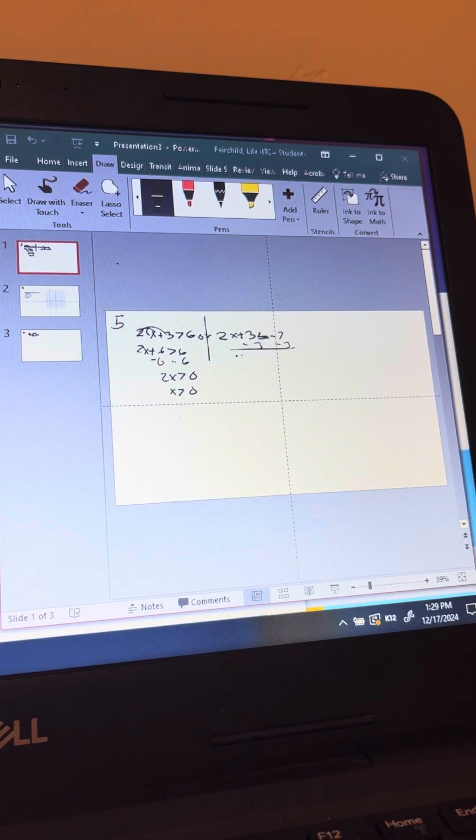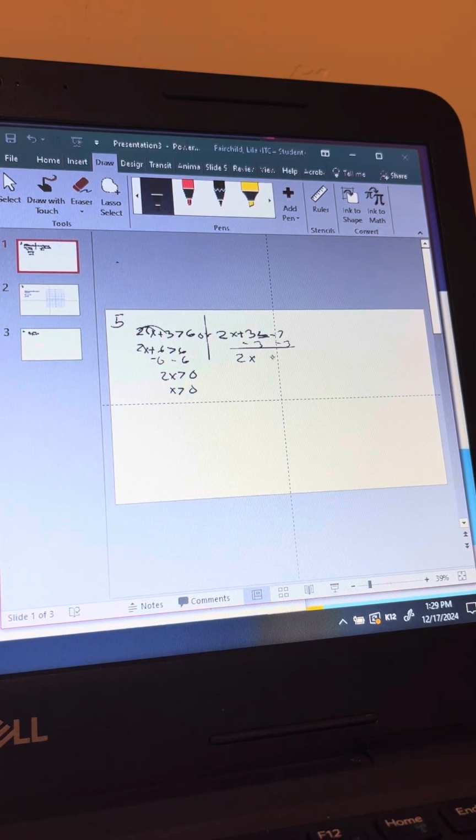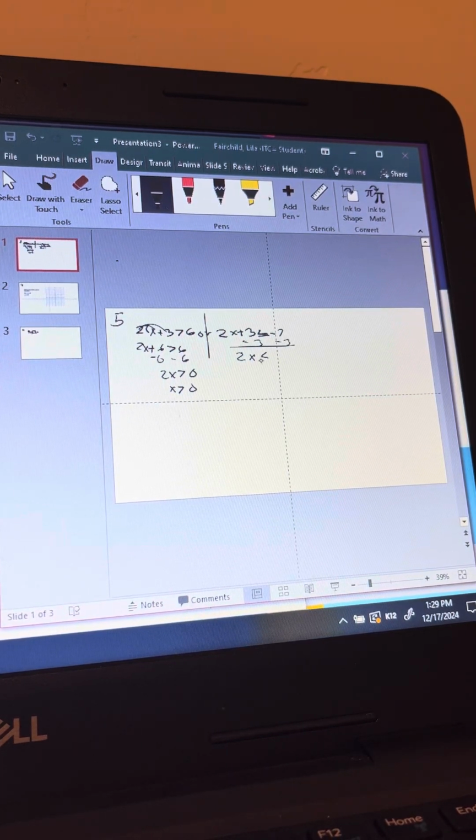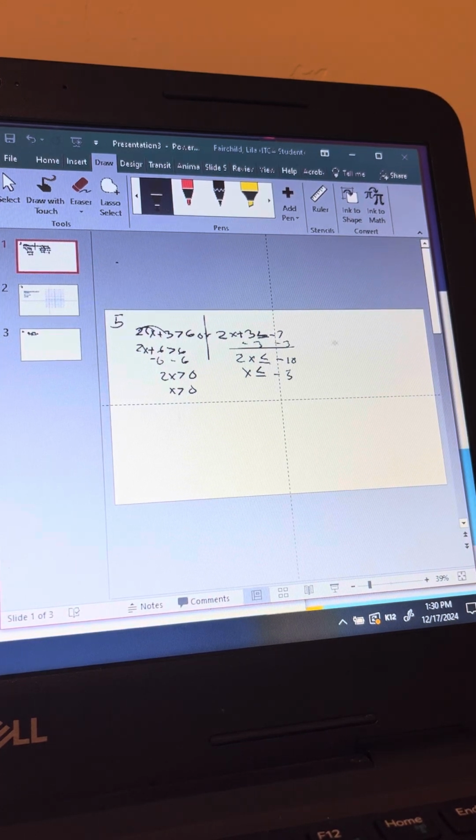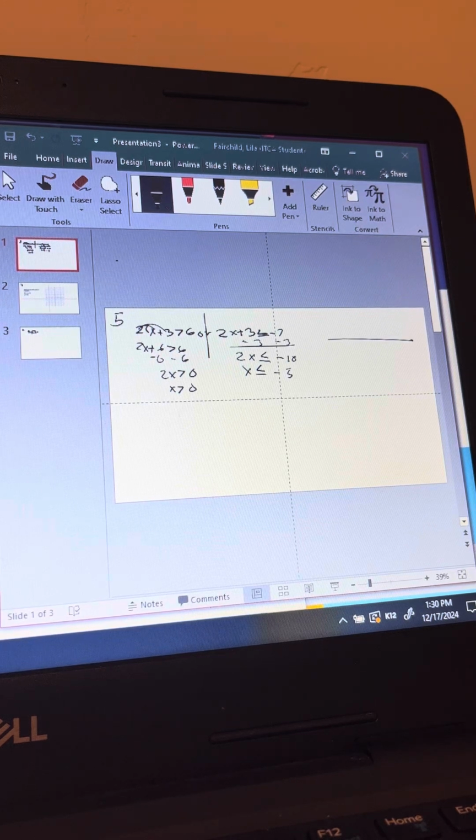that's gonna be 2x is less than or equal to -10, and then that can turn into x is greater than or equal to -5. And then how you can draw that is like this.